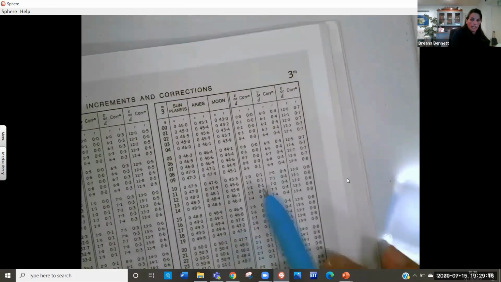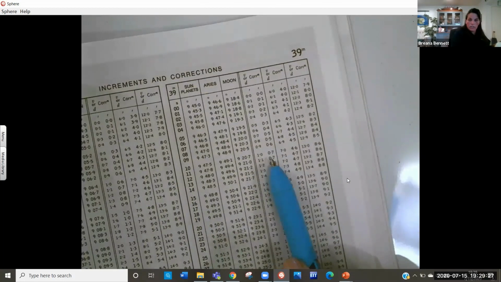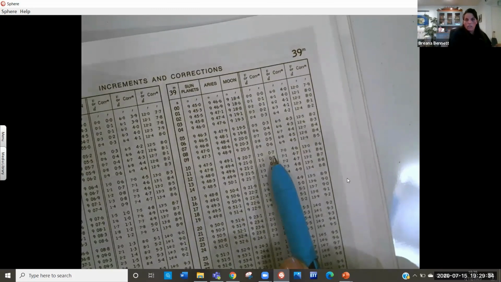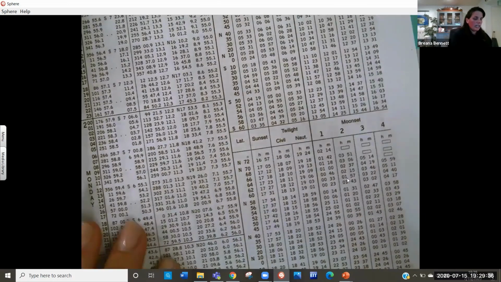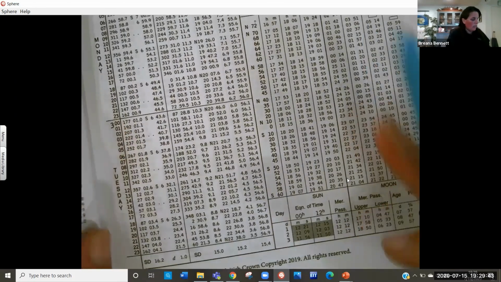So then when I go to my correction page, I had 1.0. My correction would be 0.1. If I go a little bit further, my correction for 1 would be 0.7. So this is helping us kind of interpolate between what's going on.